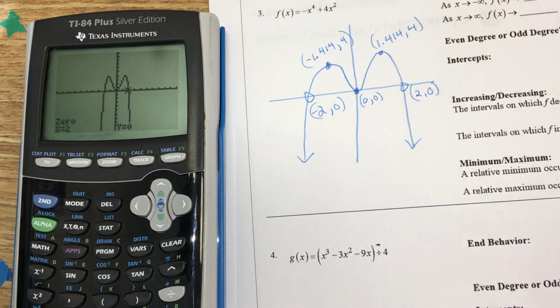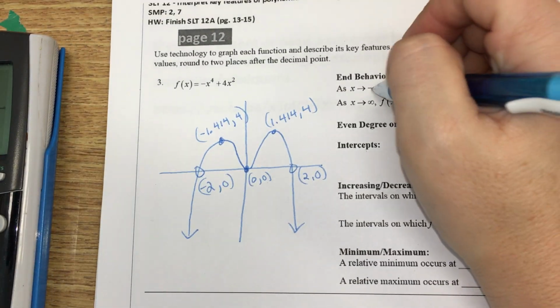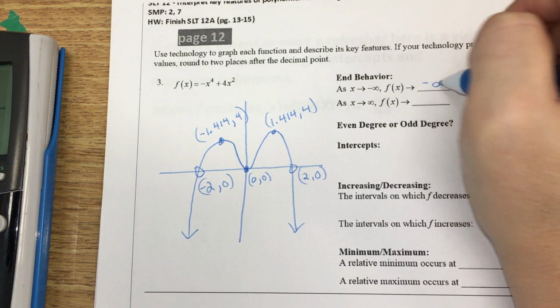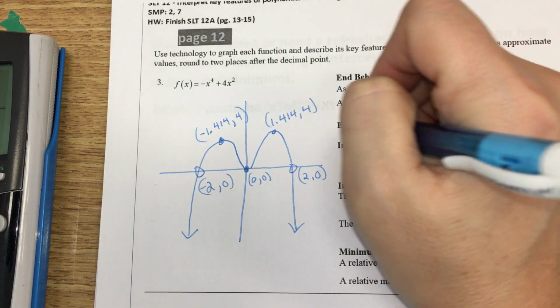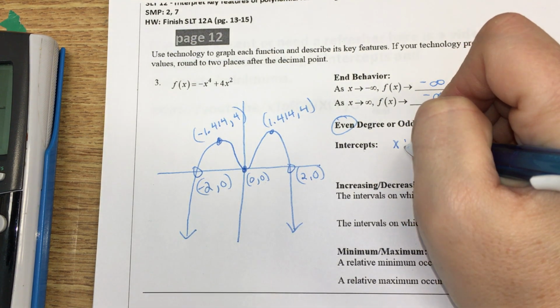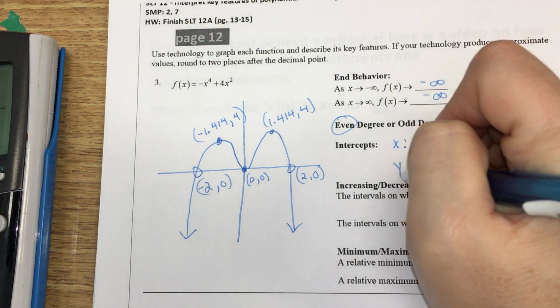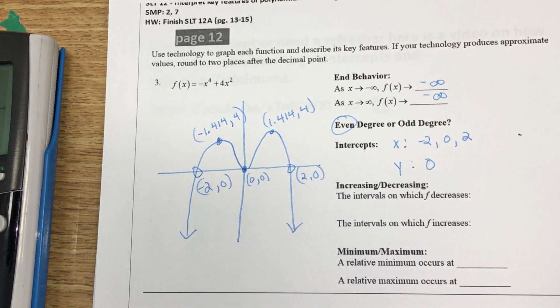So now I'm ready to answer all of these questions. So the end behavior here, as x goes to negative infinity, well, both of them go down. It's an even degree. The x-intercepts are -2, 0, and 2. The y-intercept is just 0.